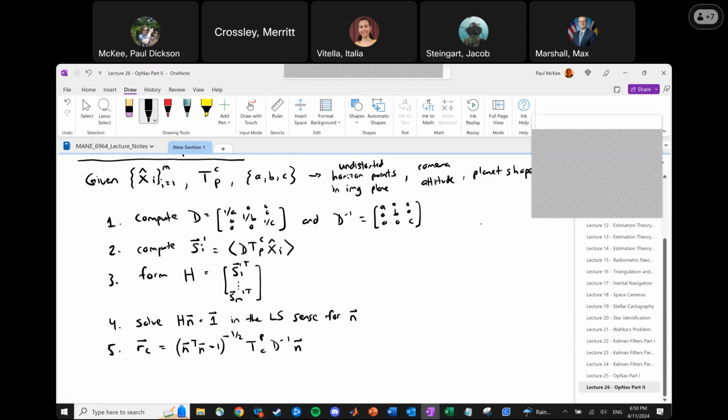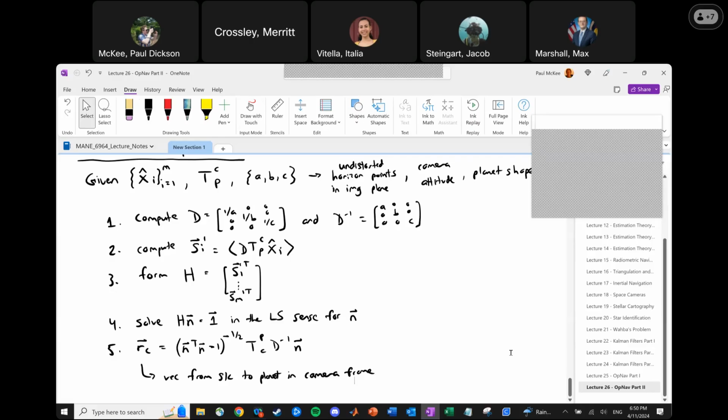Just to be very clear, this is the vector from the spacecraft to the planet in the camera frame. So you will need to put a negative out front if you want the actual position of the spacecraft in the camera frame. And that's it. That's everything that you need to do for homework 6.